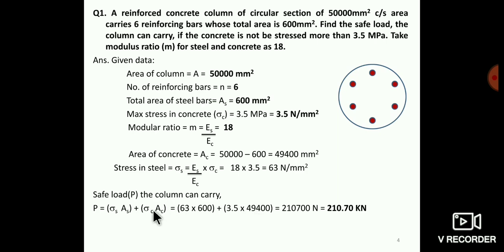Now here the term Ac means area of concrete. You should not denote it by area of column. Area of column is always denoted by only A, and area of concrete as Ac, area of steel as As. So here we have to take the value of area of concrete, not the area of column. So finally we get the answer by calculator 210700 Newton. In terms of kilonewton, you have to divide this value by 1000, which is equal to 210.70 kilonewton.